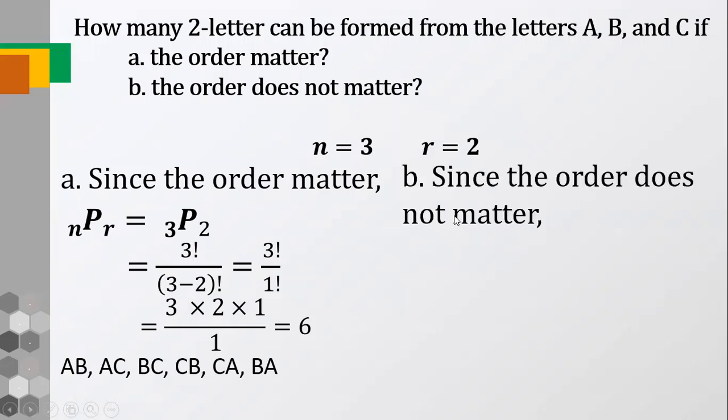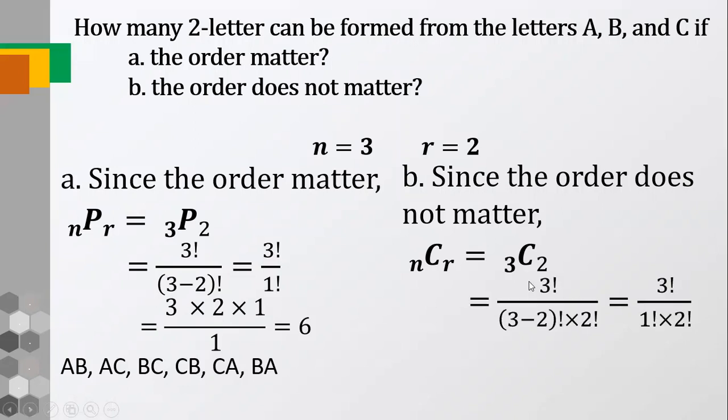If the order does not matter, we will use combination. So you have n taken r, or you have 3 taken 2. Using the formula, you have 3 factorial over 3 minus 2 factorial times 2 factorial, or 3 factorial over 1 factorial times 2 factorial. So that is 3 times 2 times 1 over 1 times 2 times 1. Canceling out 2 times 1, you have 3 divided by 1, which is just equal to 3. So there are 3 ways.